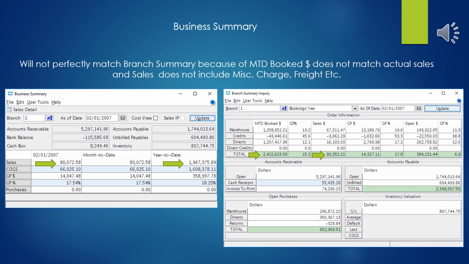And here we have the branch summary and the business summary report side by side, and as I was saying, these are not going to perfectly match up with each other. This is something you get a lot in Eclipse: someone in the accounting department is used to seeing one set of reports and is used to seeing those numbers. Management runs a different set of reports and does not see the same type of numbers, and you scratch your head going, why is this off? It's usually not off by a lot, but it's off enough to be noticeable.